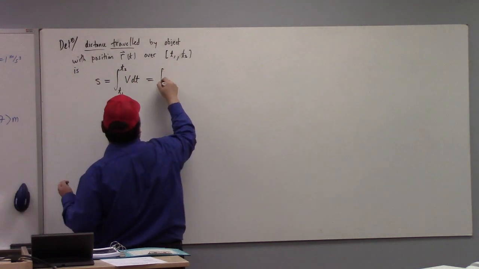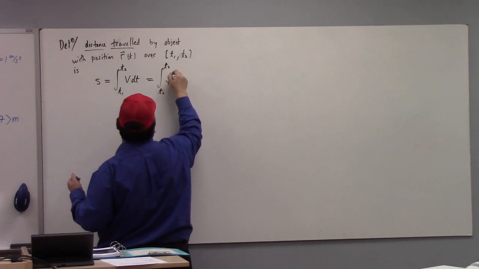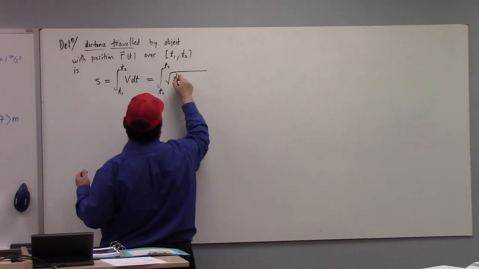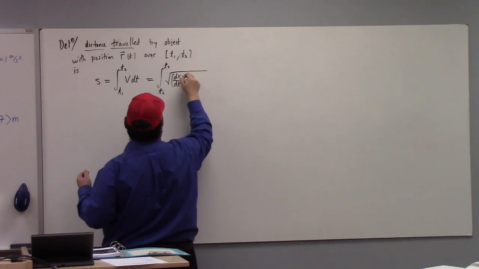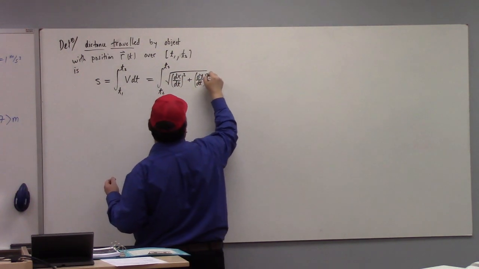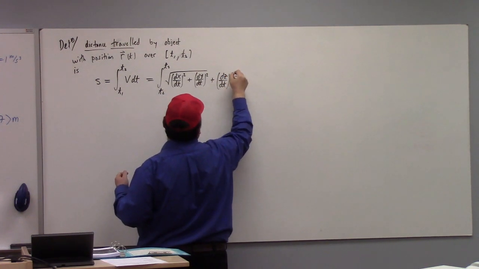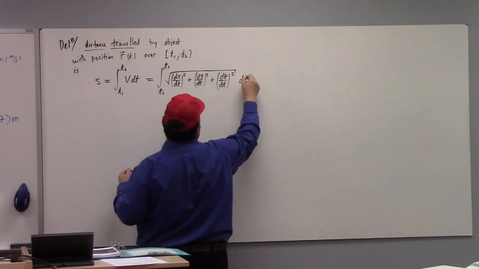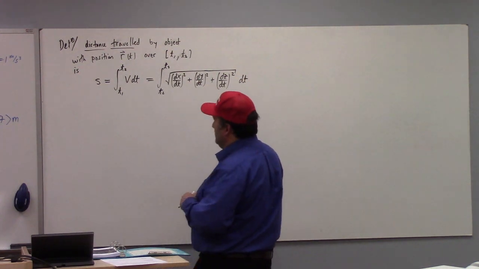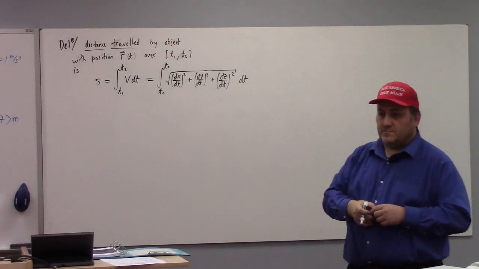Or if you like, here's the formula: the integral of the square root of (dx/dt) squared plus (dy/dt) squared plus (dz/dt) squared. This is the distance traveled. You guys recognize this? What is this from calculus? Do you know? What's another name for the distance traveled?